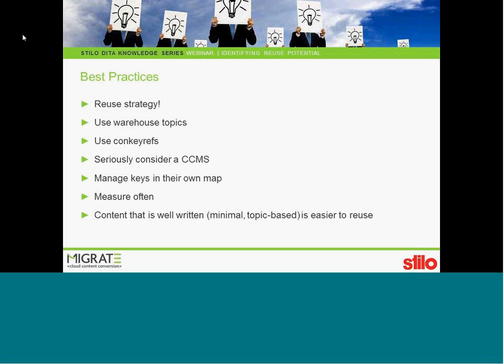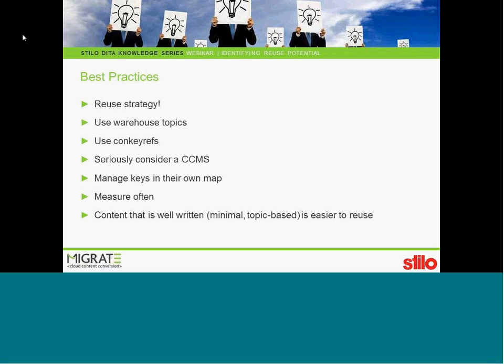And governance. Who can change what? Can anybody change a warehouse topic, or are you going to clamp down on that and make sure it's only IAs or lead authors that can change warehouse topics? And if you're using things like conrefs, then you need to clamp down on who's able to change IDs as well. So this might be just an informal policy, or it might be something that you implement through your CCMS to limit the availability of who can change what. So make sure that's all laid out in your reuse strategy.